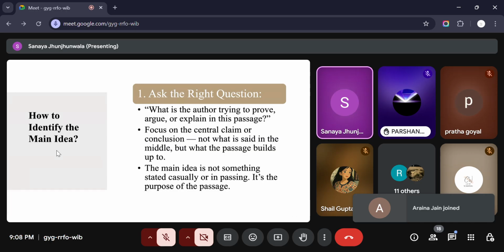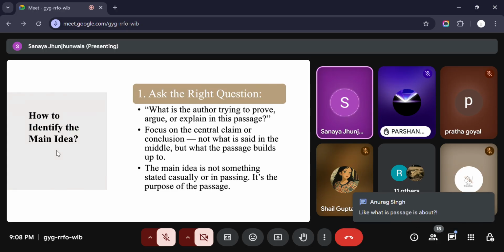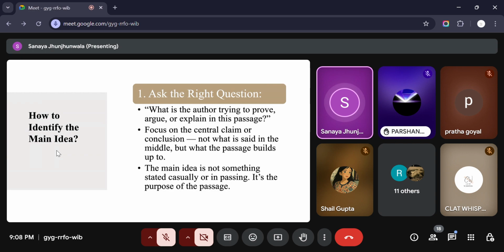And main idea is not something simply stated. You cannot get the main idea from one simple line या फिर reading one paragraph of the passage. It is what the passage is intended to demonstrate to you guys. तो पूरा passage पढ़ के ही main idea समझ में आता है.